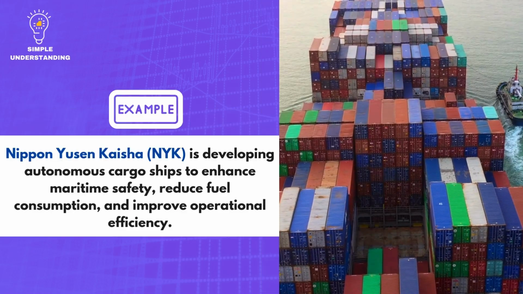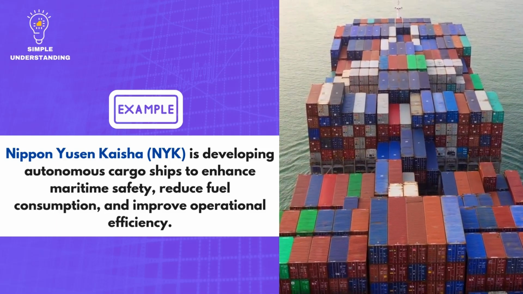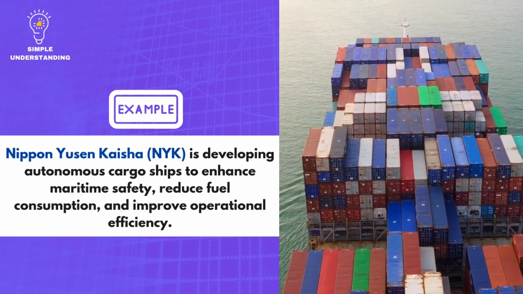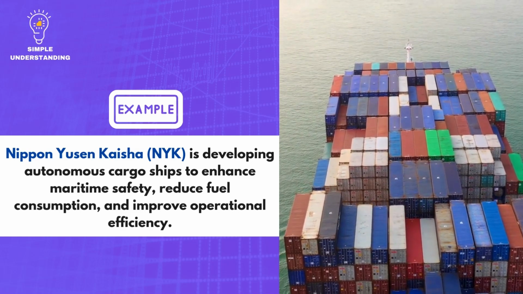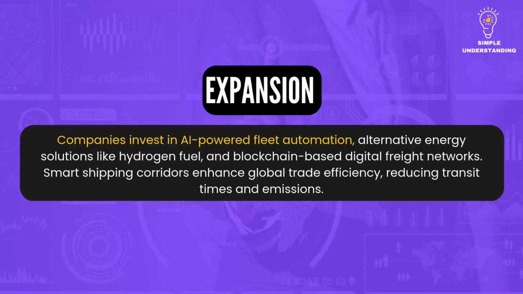Real company example. Nippon Yusen Kaisha, NYK, is developing autonomous cargo ships to enhance maritime safety, reduce fuel consumption, and improve operational efficiency. Expansion. Companies invest in AI-powered fleet automation, alternative energy solutions like hydrogen fuel, and blockchain-based digital freight networks. Smart shipping corridors enhance global trade efficiency, reducing transit times and emissions.